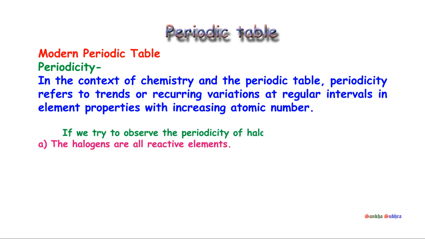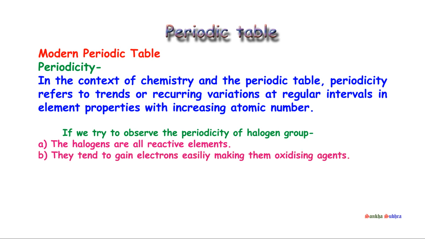Now we are trying to realize the periodicity, or the periodic nature, with the help of group 17, that is the halogen group. The halogens are highly reactive elements. As a result, the halogens can react with any other elements to form compounds. They tend to gain electrons. As a result, they are highly oxidizing agents.